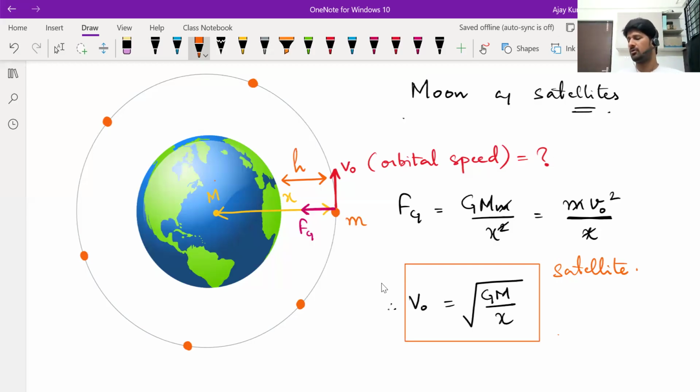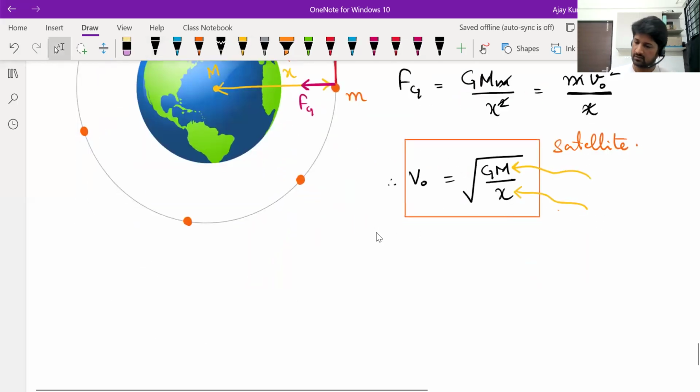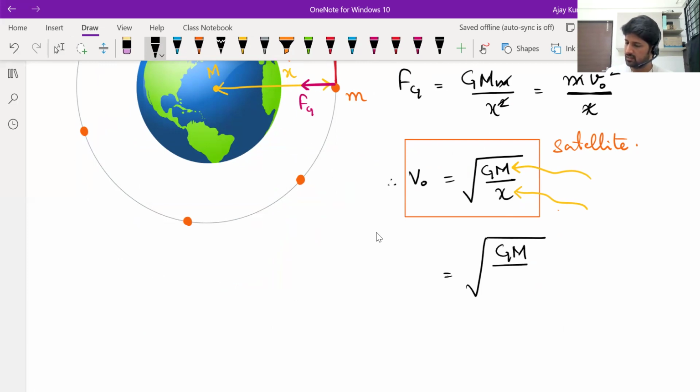So this is the formula for orbital velocity or orbital speed of a satellite. It depends on the mass of the planet around which you want to release the satellite, and it depends on the radius of the orbit in which you want the satellite to revolve. You can also express this as under root GM by x, where x is the total distance from the center of the planet to the satellite. You can also write it as the radius of the planet plus the height above the surface of the planet.